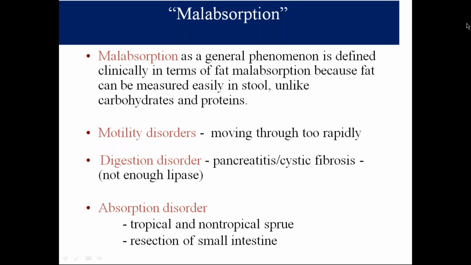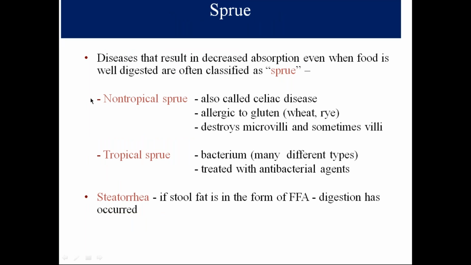Or this absorption disorder can be tropical and non-tropical sprue, and it can be because the small intestine has been resected, the person had intestinal obstruction, उसकी intestine को काटना पड़ा. Up to 50% it will pose no problem, but more than 50% resection will lead to absorption disorder. So sprue is, what is sprue? Sprue is basically diseases that result in decreased absorption even when food is well digested. So these are absorption disorders.